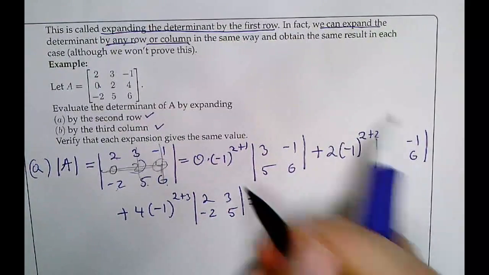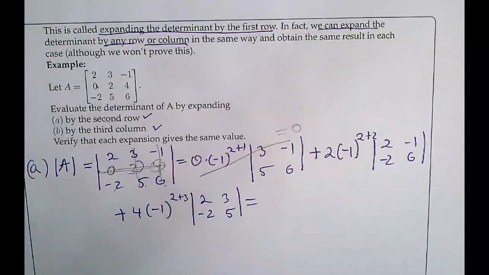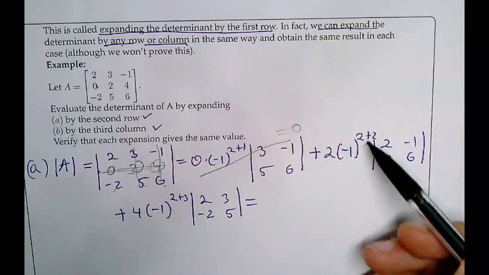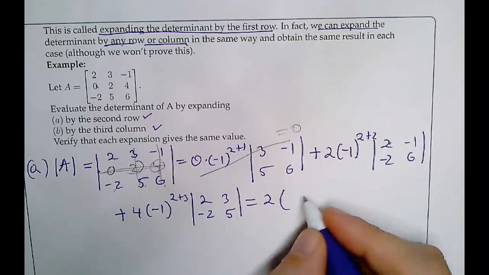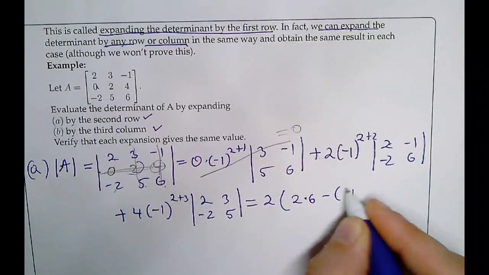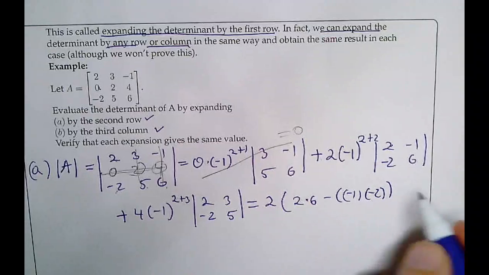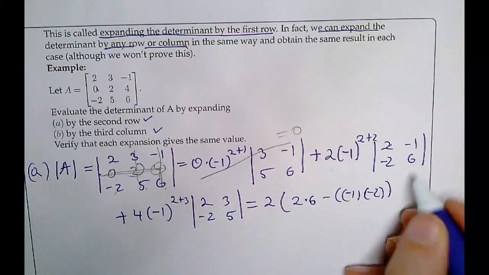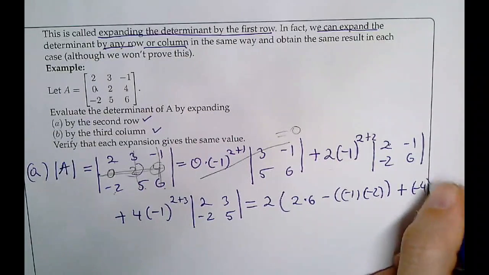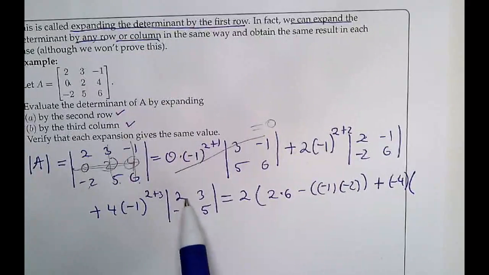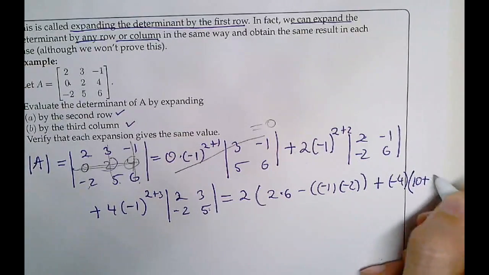So this is going to be equal to 0. This equals 0. Negative 1 to the even power is positive, so it's going to be 2 times, let's calculate this determinant. So it's 2 times 6 minus negative 1 times negative 2. So this is just from this. And then plus 4, negative 1 to the 5th power is negative 1. Negative 1 times 4 is negative 4. So negative 4 times the determinant of this minor. So 2 times 5, which is 10, minus negative 2 times 3, it will be 10 plus 6.